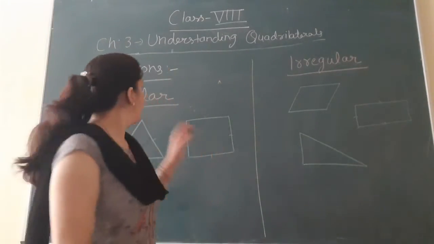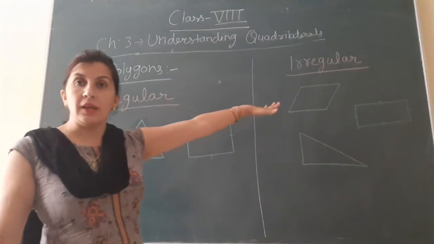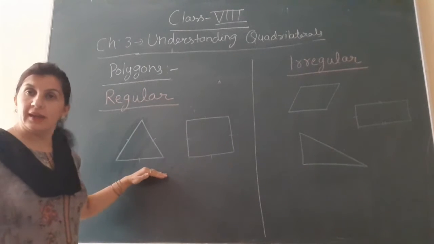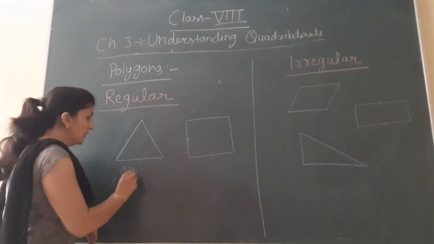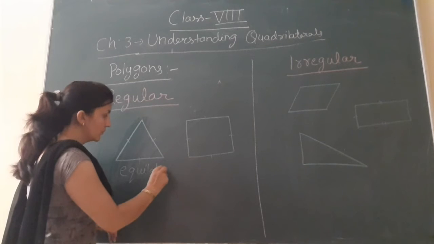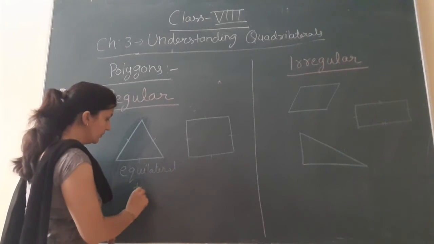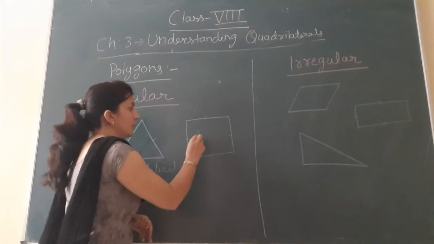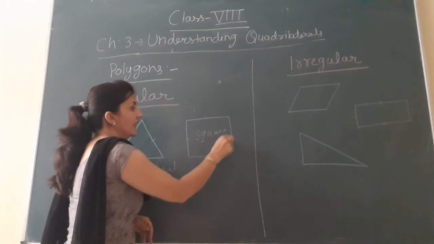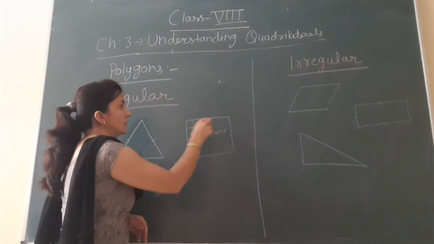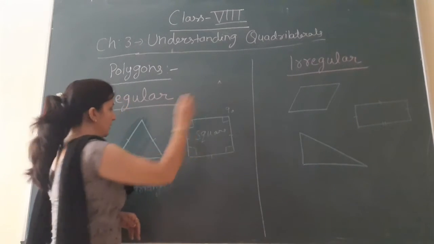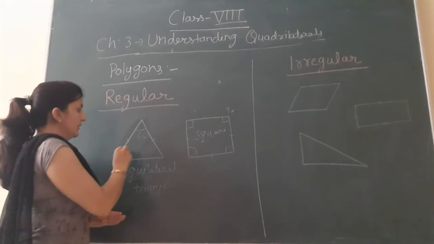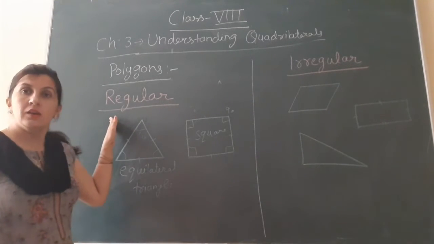Now next come regular polygon and irregular polygon. A regular polygon is one which has all sides and all angles equal, like an equilateral triangle, or the example is a square. All sides are equal, all angles are 90 degrees. Likewise, in an equilateral triangle, all sides are equal and all angles are 60 degrees. So this is a regular polygon.